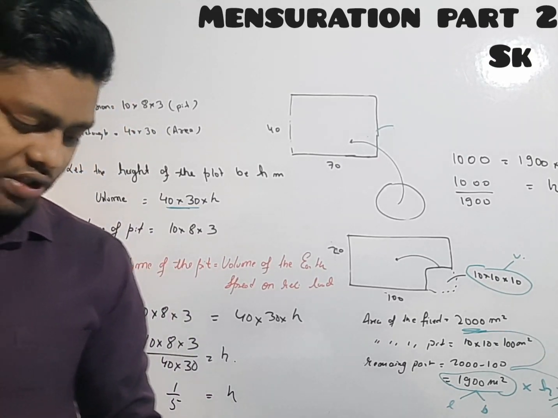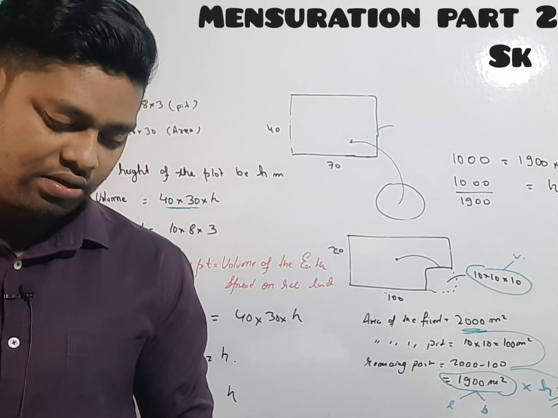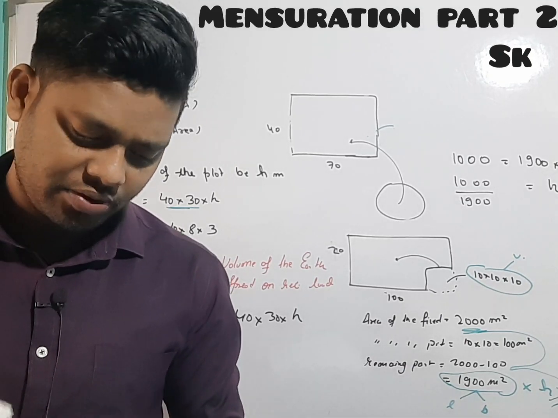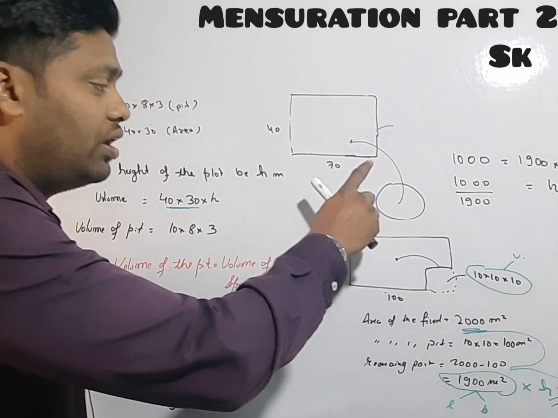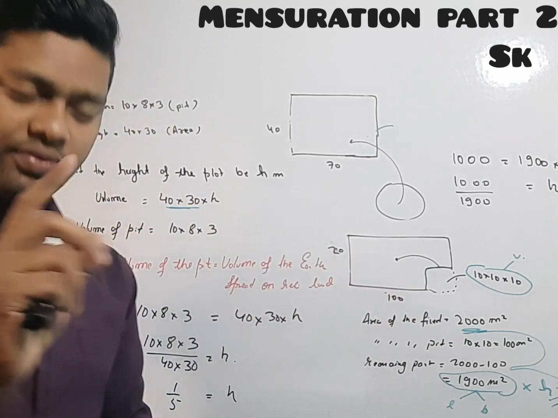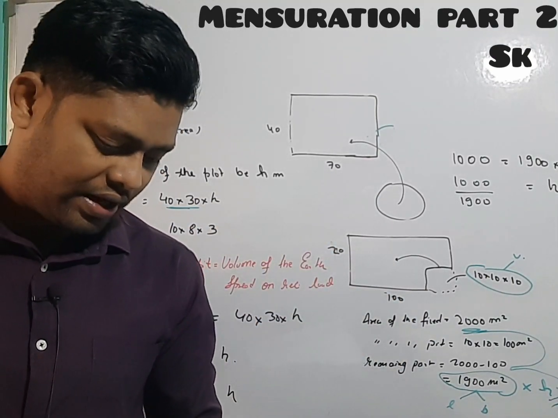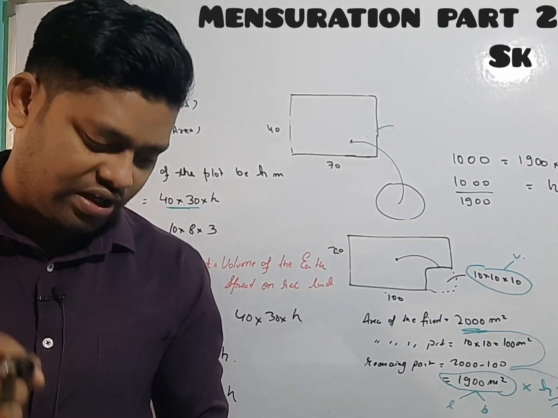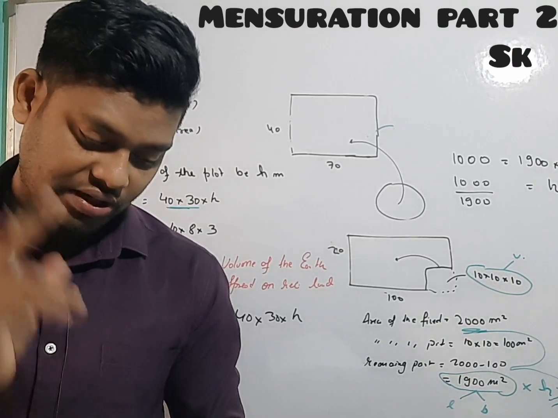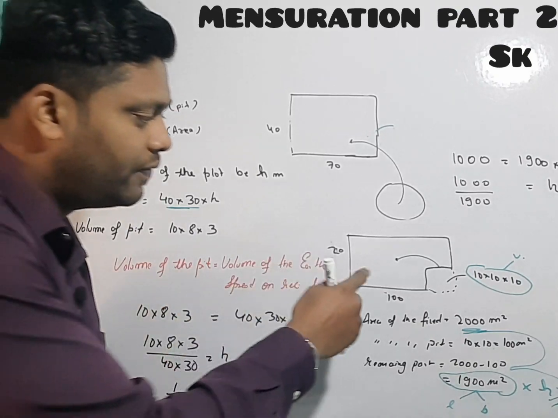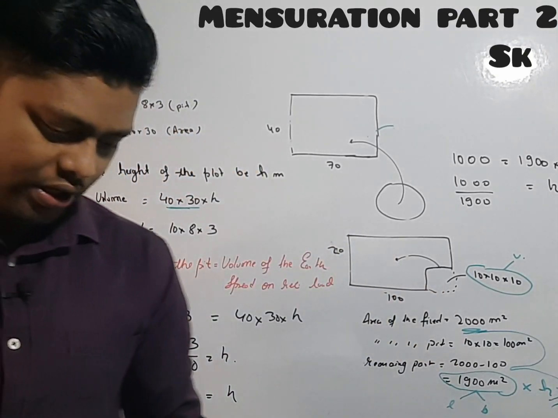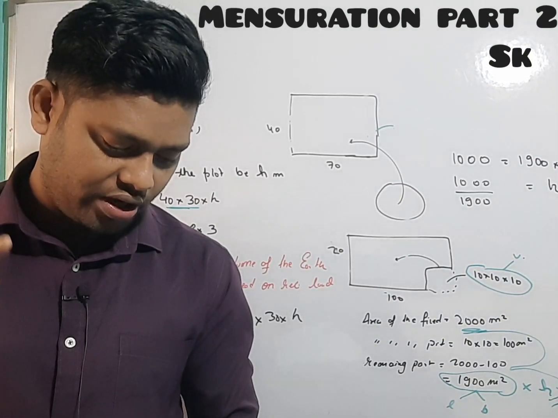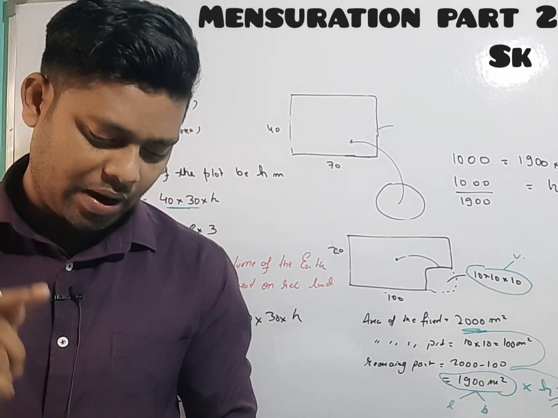A tank of this length and breadth is being dug, again a tank is being made. We can say a pit from the middle of the field. Now it's not at the corner, now it's in the middle, and the earth removed is evenly spread on the remaining part. The same thing, instead of corner you have to do the middle one. Find the rise in the level of the remaining part of the field.